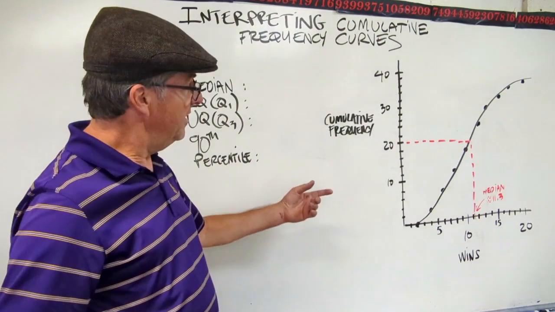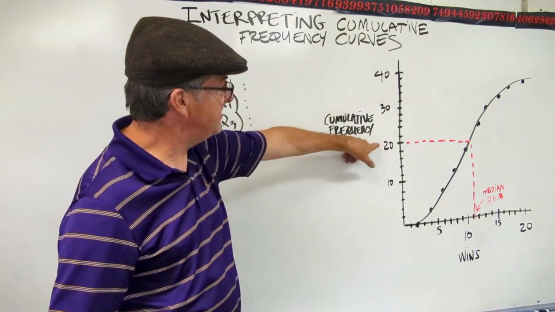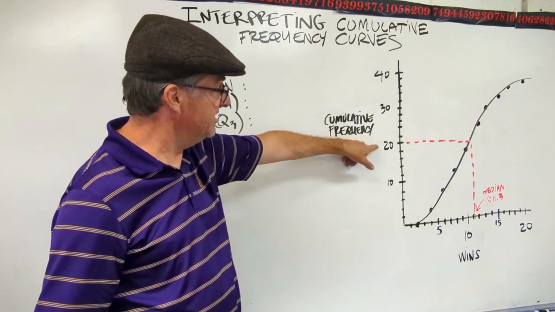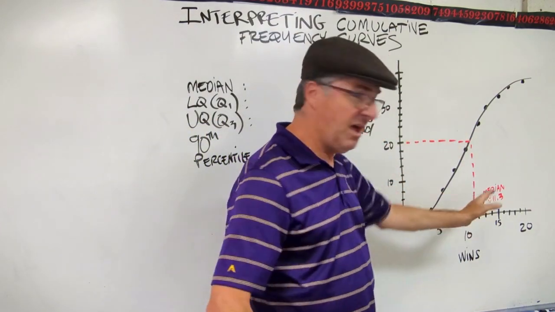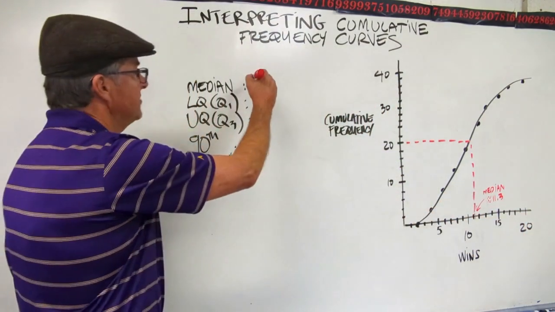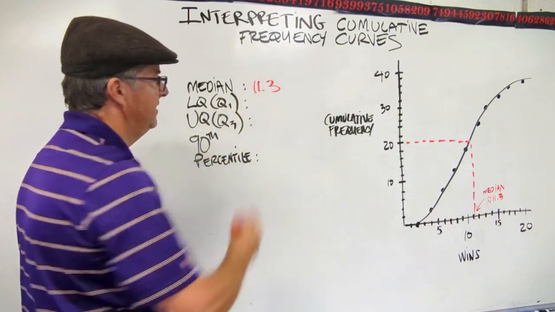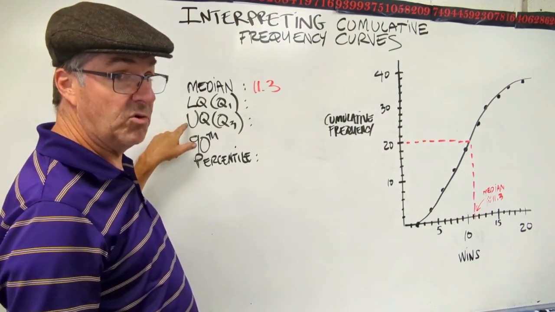All right, so my median is going to occur at the halfway point, so that's at 20 in my frequencies, and I just shoot that straight across, and I come on down, and on my graph I get about 11.3 for my median, so we can go ahead and put that there. Now go ahead and do the quartiles, do the lower quartile and the upper quartile.